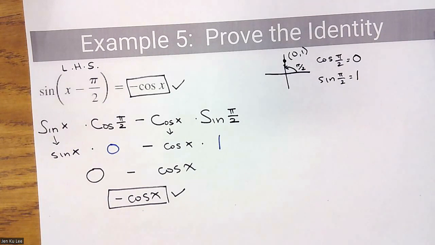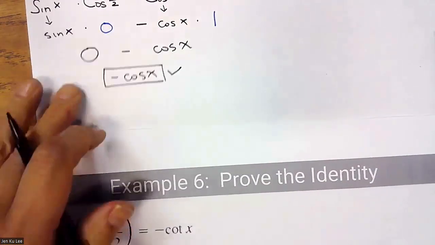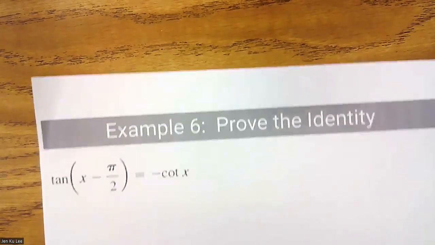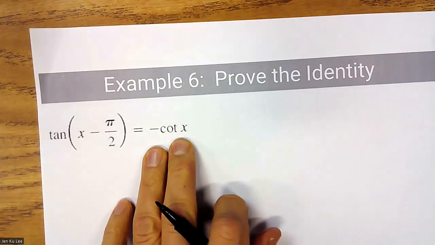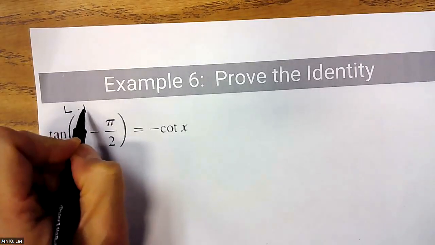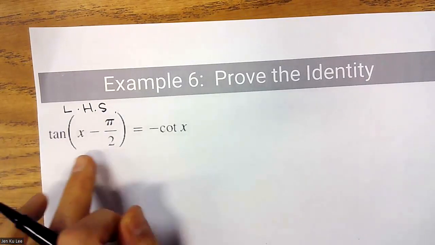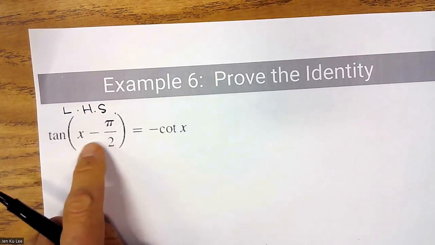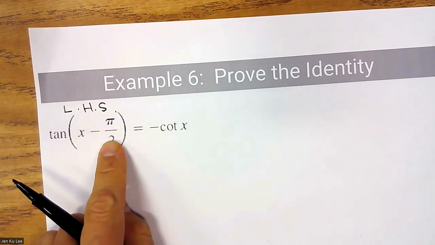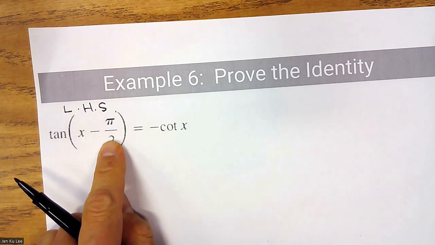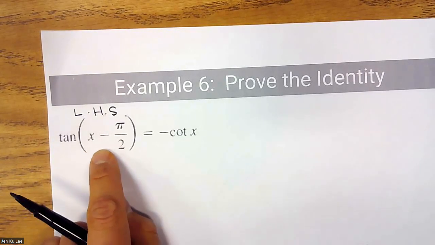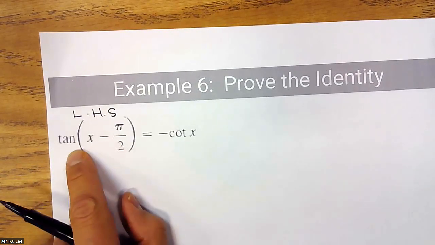So my next example is this: tangent of x minus pi over 2 equals negative cotangent of x. Again, I'm going to be dealing with my left-hand side because that side looks more complicated. So first thing, I know it's a subtraction formula. So I have the tangent formula for x minus pi over 2, the subtraction formula for tangent.